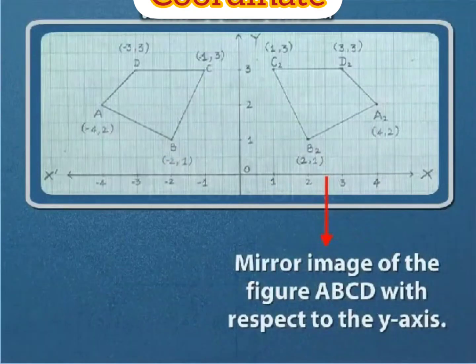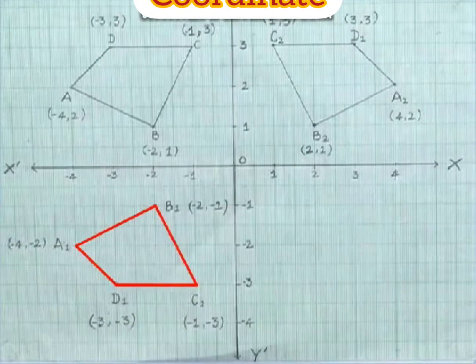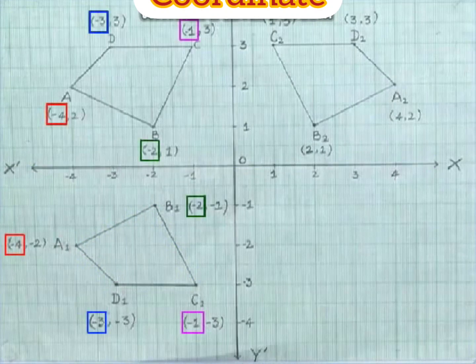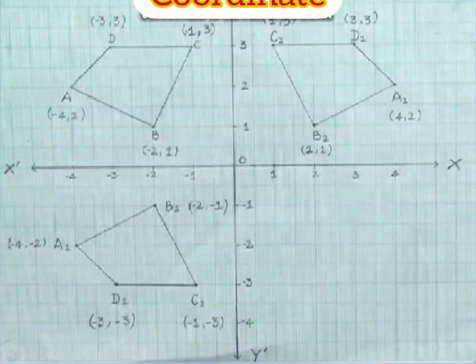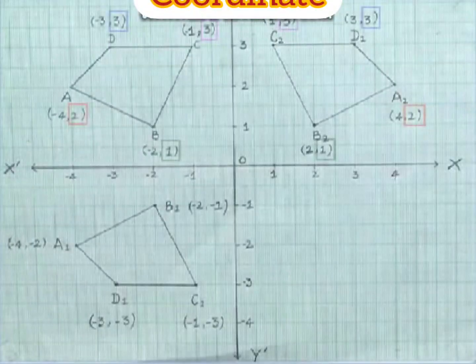Again look carefully. If we want to obtain the mirror image of a point with respect to the y-axis, then the sign of the x coordinate will change while the y coordinate remains the same. From this we can observe that when the mirror image of a figure is obtained with respect to the x-axis, then the x coordinate remains the same while the sign of the y coordinate will change. In contrast, when the mirror image of a figure is obtained with respect to the y-axis, then the y coordinate remains the same while the sign of the x coordinate will change.